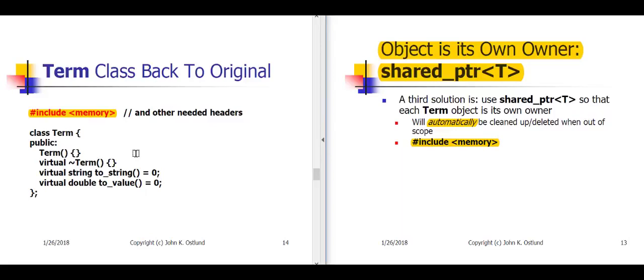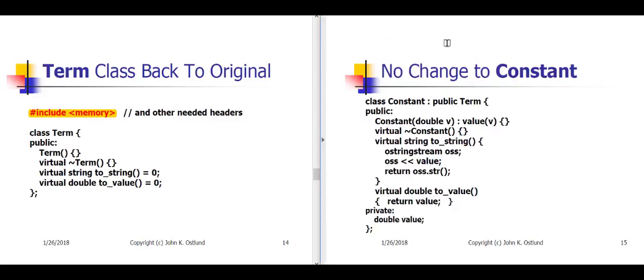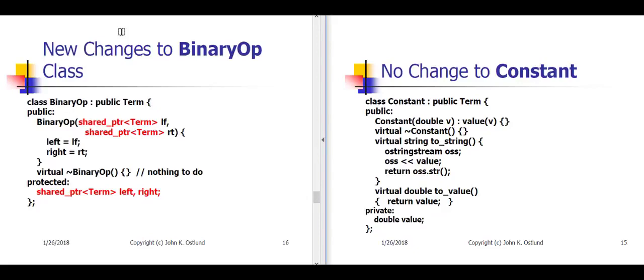It has a constructor that does nothing, a virtual destructor that does nothing, and two pure virtual functions, toString and toValue, so that term is an abstract class. The definition of the constant class and of its toString and toValue functions is not changed at all. In binary op, we do have to make a change so that we no longer have ordinary term pointers to keep track of the left and right children of the binary operator. Now we're using shared pointers to terms for the left and right values.